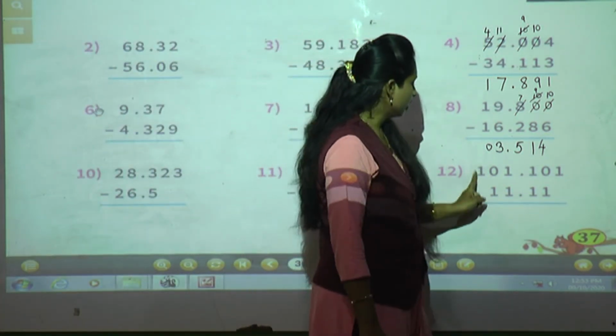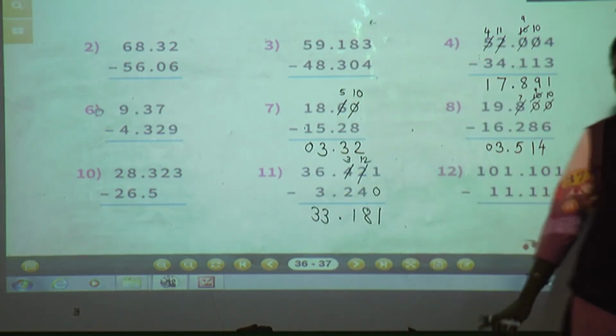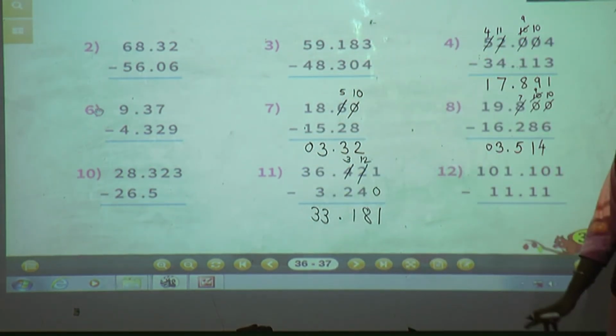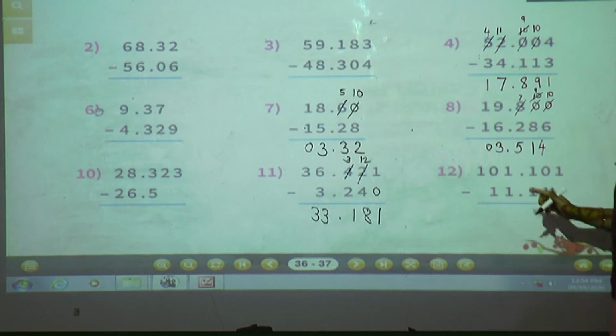Now see the 12th one, 101.101 and 11.11. Now see, here also they are not like decimals. First we need to change into like decimals. So 3 digits are there after the decimal point. Here also 3 digits should be there. So here 2 digits are there. Then what we have to do? Just add the 0. Then we have to subtract.